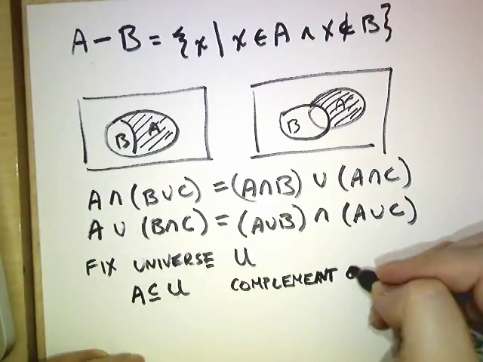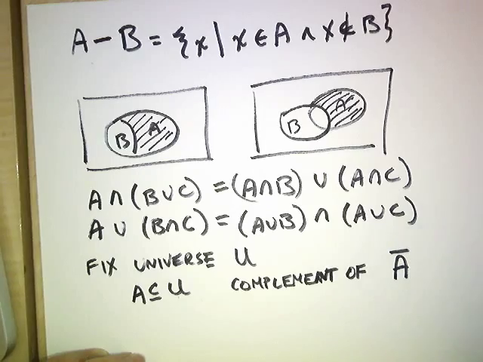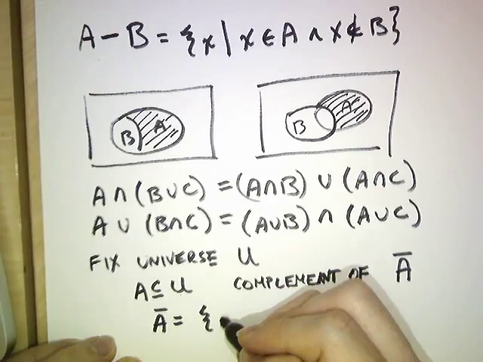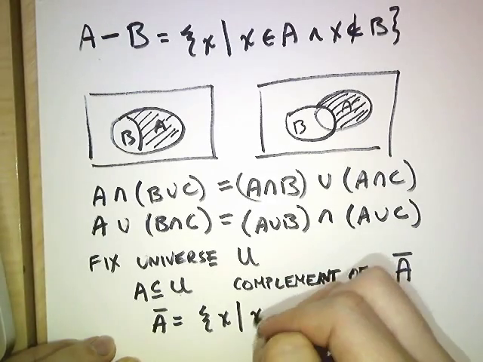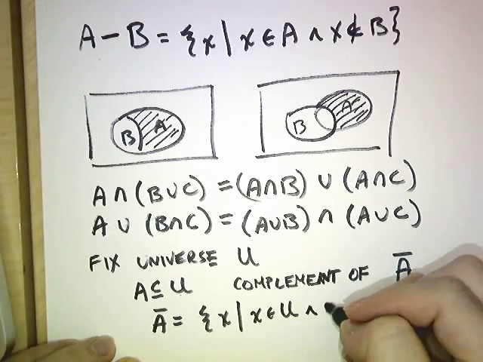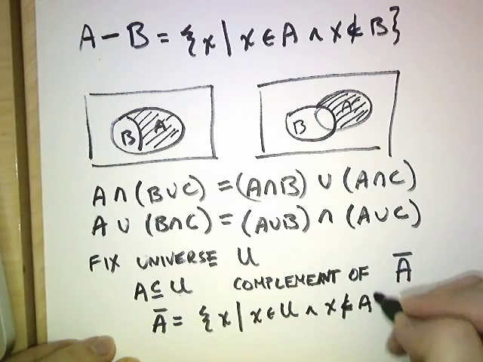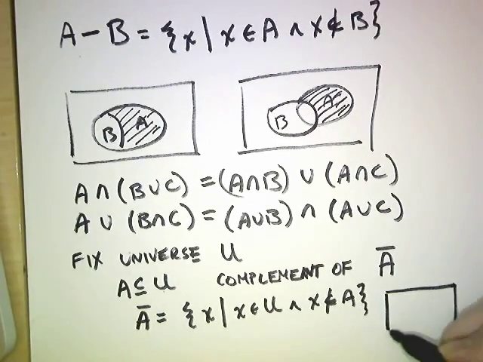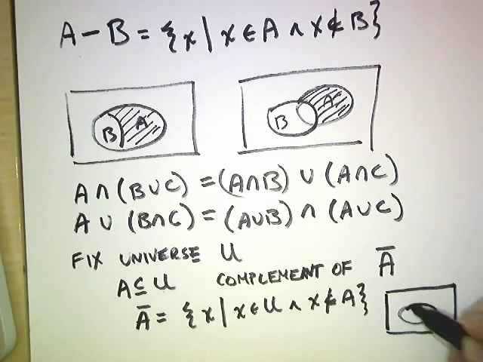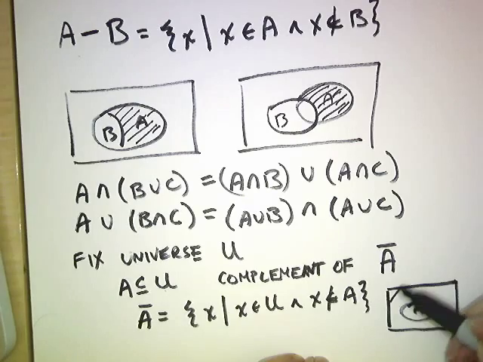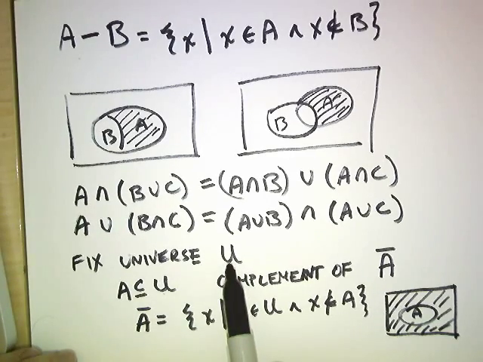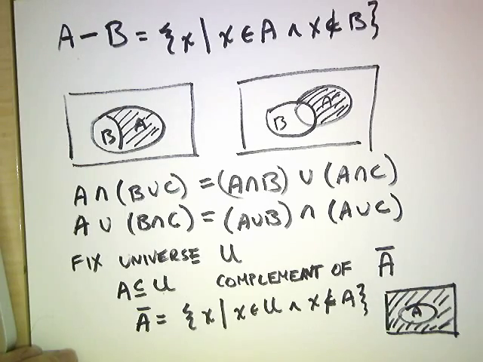Sorry, the complement of A is written A bar, and A bar is equal to the set of all x such that x is in U and x is not in A. So in pictures, if this was U, and here we have the set A, then A complement is going to be everything outside of A. Now, if you haven't specified your universe U, it doesn't make sense to write A complement.